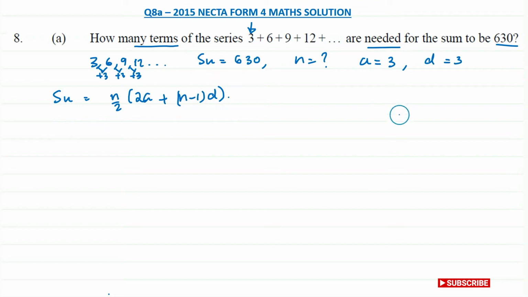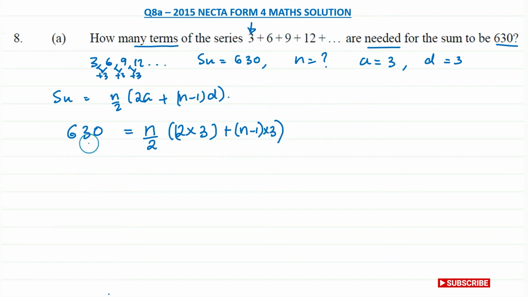So we know we have Sn is 630. So 630 is equal to n, which is what we're looking for, times 2 times a, 3, so plus n minus 1, and d is 3. Okay, so I'm going to get rid of this 2 by doing the opposite of division. So I'm going to multiply, and that will give me 1260 equals n times 2 times 3 is 6, plus n times 3, that is 3n, negative 1 times 3, that's negative 3.